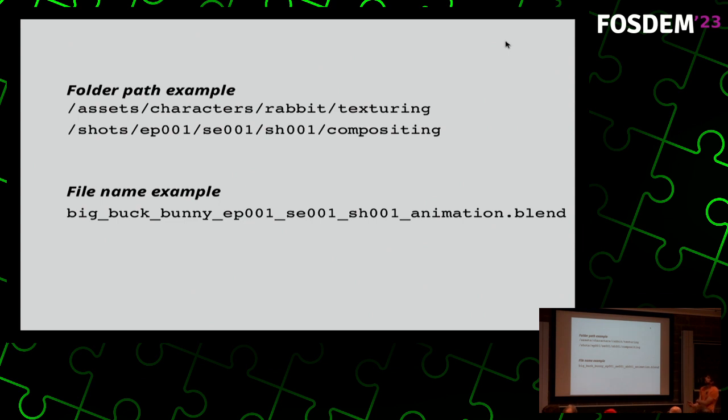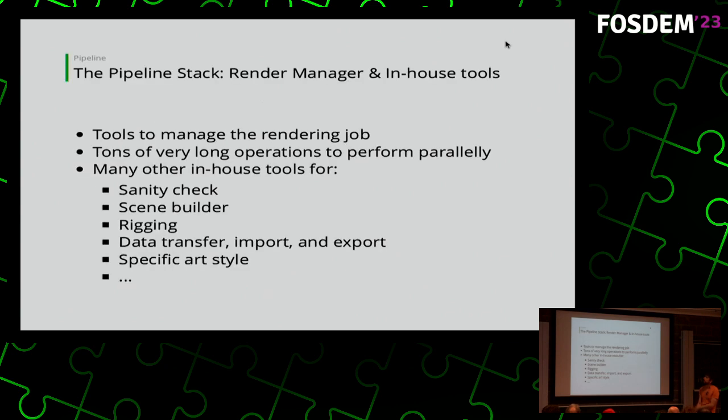So here are some examples of enforced file paths and file names, and what you have to keep in mind is that it should be configurable because every studio has a different way to store stuff. So for an asset manager, it's a real challenge to be able to manage everything.